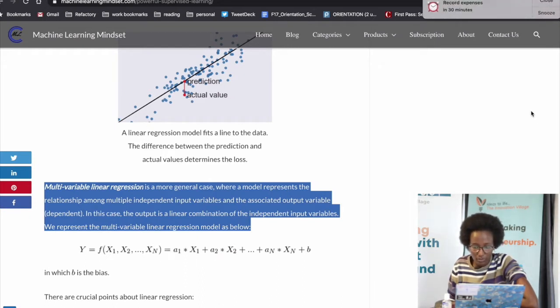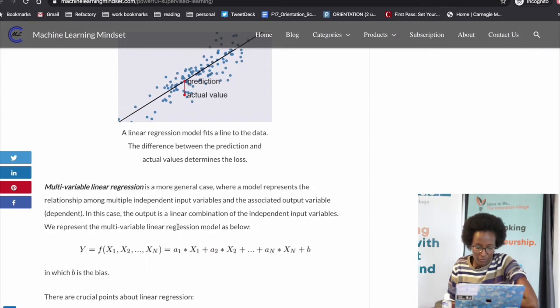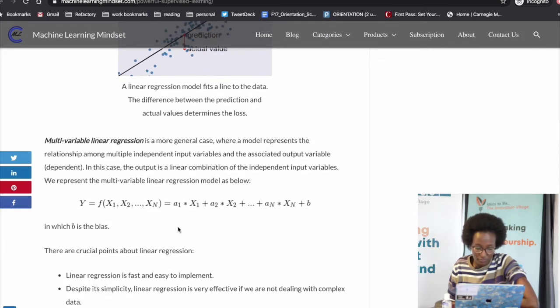So when you combine all these input variables linearly, that is what is going to give you your dependent variable. So this is basically what linear regression is, in which B is the bias. We're going to look at bias later, in how to evaluate your model.